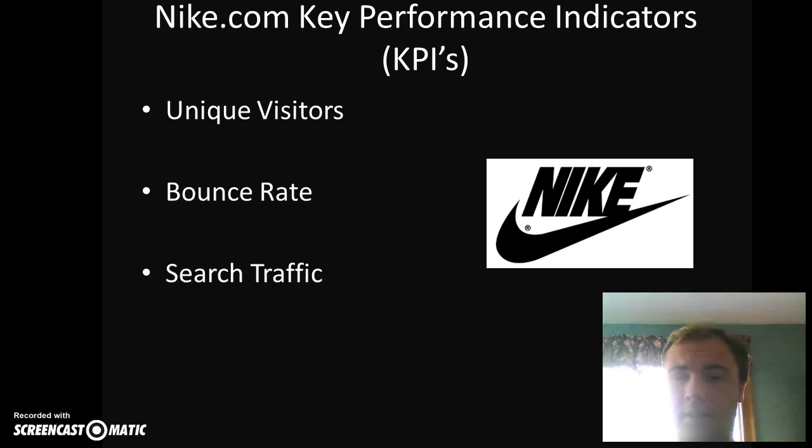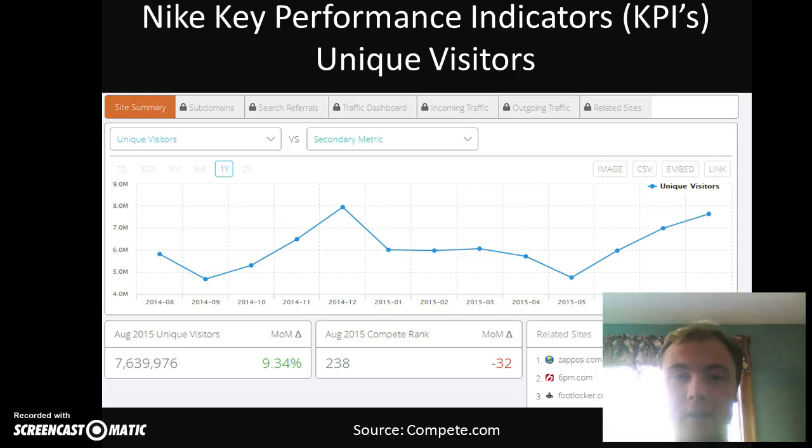Another key performance indicator that I think is very important is search traffic. In other words, where do the site's visitors come from? For example, what percentage of visitors to the site come from a search engine? I feel that if Nike.com can figure out where the majority of people are coming from, and if they figure out it's coming from search engines like Google or Yahoo, they're able to maybe promote and advertise more on these search engines in order to draw more consumers to their website.